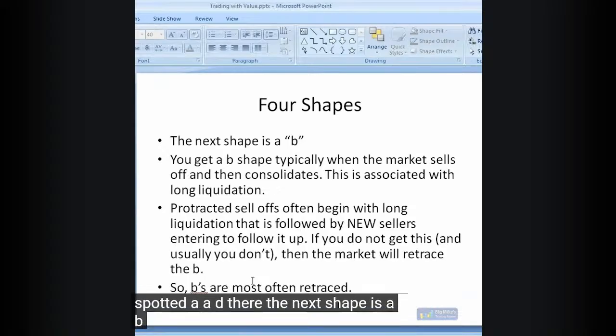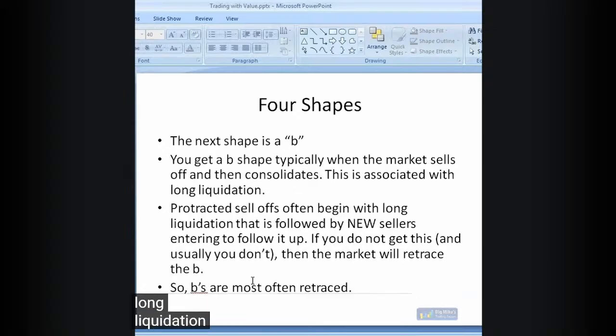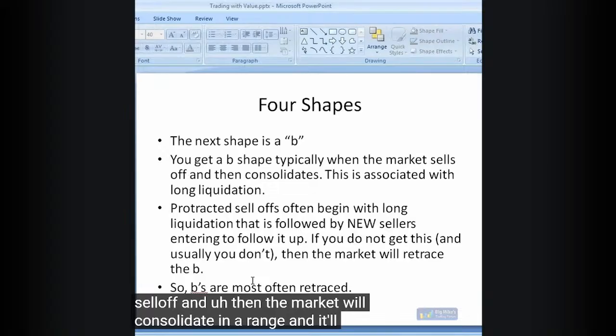The next shape is a B, and you get a B shape typically when the market sells off and then consolidates, and this is associated with long liquidation. Basically what you have is a sell-off, and then the market will consolidate in a range and it'll form somewhat of a B.